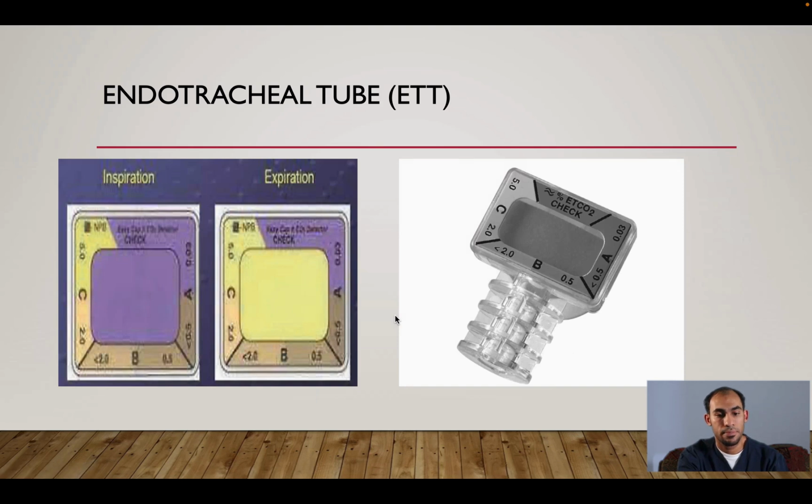Okay. As you see here in the picture, this is the CO2 detector. We will use it to confirm the tube is in the trachea. It is color coded. First, it is purple. If the tube is in the trachea, the patient will exhale and CO2 will come to the device and change the color from purple to yellow. If it changes to yellow, that means the tube is in the trachea.